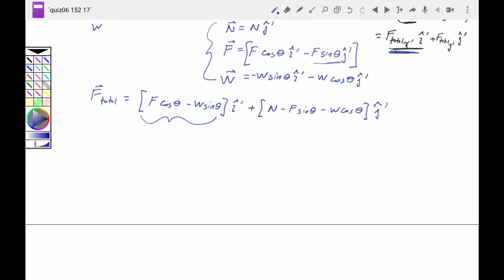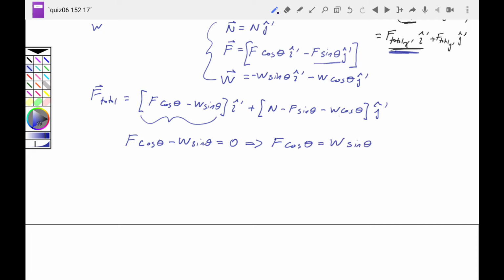If this thing is greater than 0, then the block accelerates up the incline. If it's less than 0, then it accelerates down the incline. If it's equal to 0, then there's still a chance that the block can go up. I mean, it could still go down, but we can still have it go up. So that'll be the key. F cosine theta minus W sine theta equals 0, which means F cosine theta equals W sine theta.